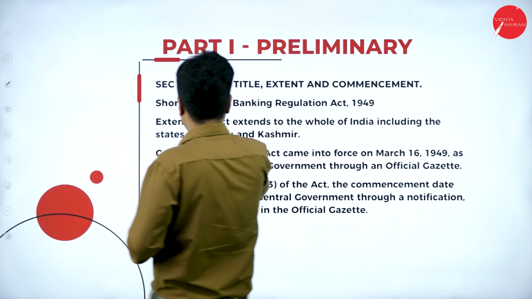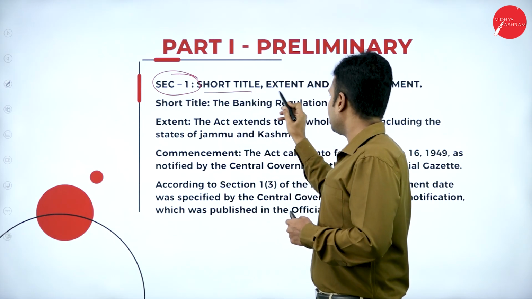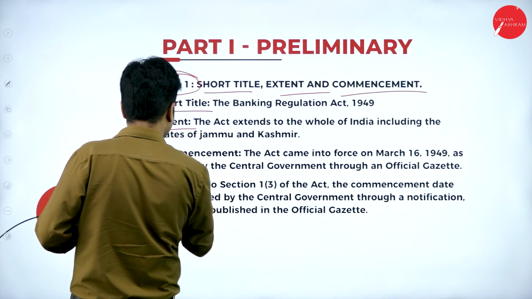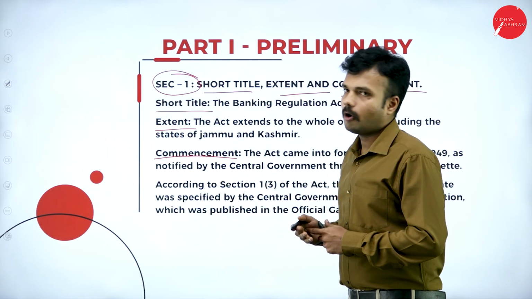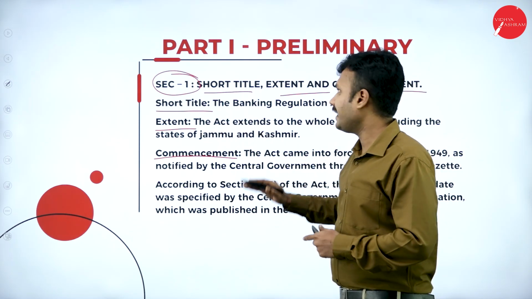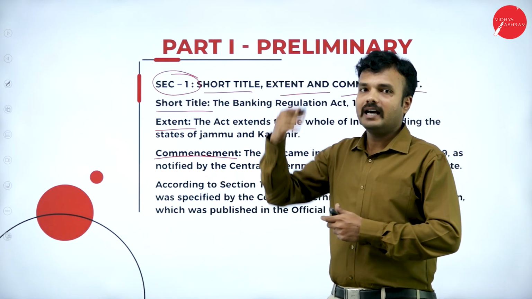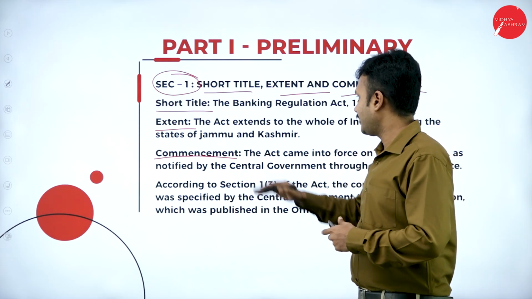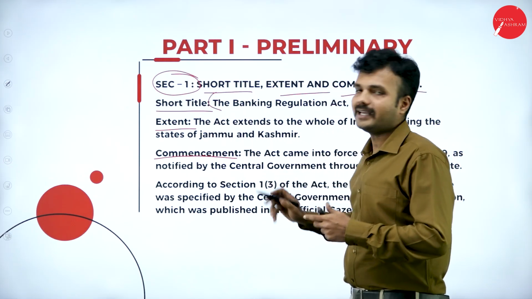Under Section 1, we are going to study 3 things, that is short title, extent and commencement, right? So under Section 1 of the Banking Regulation Act 1949, the short title given to the act is the Banking Regulation Act 1949. Means it is going to give a regulatory framework for all kinds of banking companies, which we call the Banking Regulation Act 1949. This is the short title given by this act.